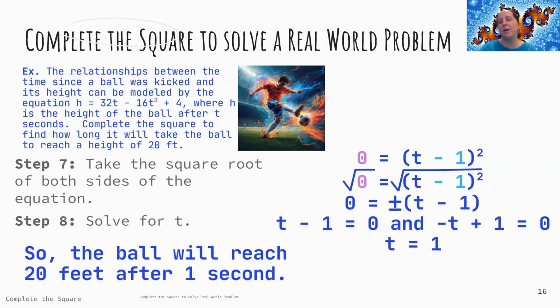Okay, and I can set each of them equal to 0. It's going to give me the exact same answer. So I would have t minus 1 equals 0 and -t plus 1 equals 0. They're both going to give me t equals 1. So the ball will reach 20 feet after 1 second of being kicked.